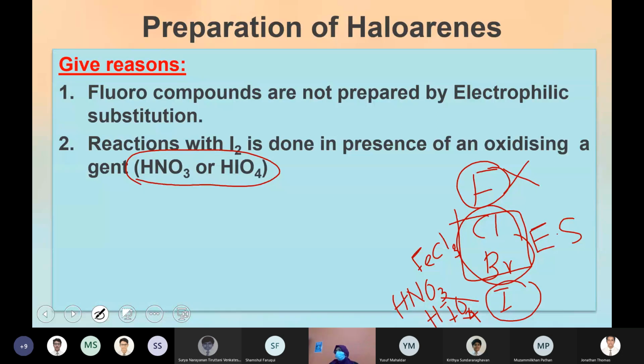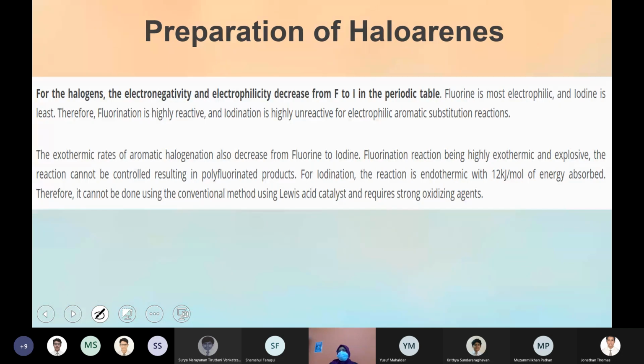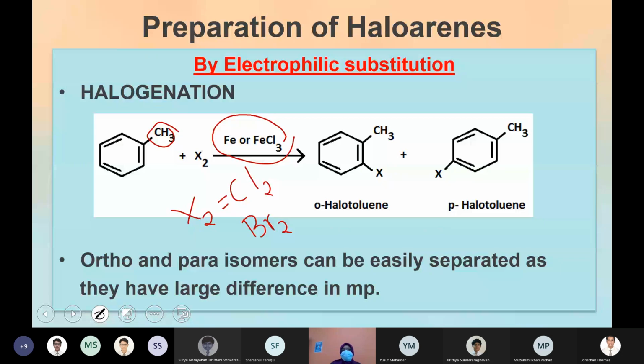So what is happening to the size of the molecule? It increases. Size increases. So what will happen? Electronegativity. Among the list of the halogens, basically you can say electrophilicity. That means the ability to act as an electrophile. Because this method, we discussed that it's an electrophilic substitution.